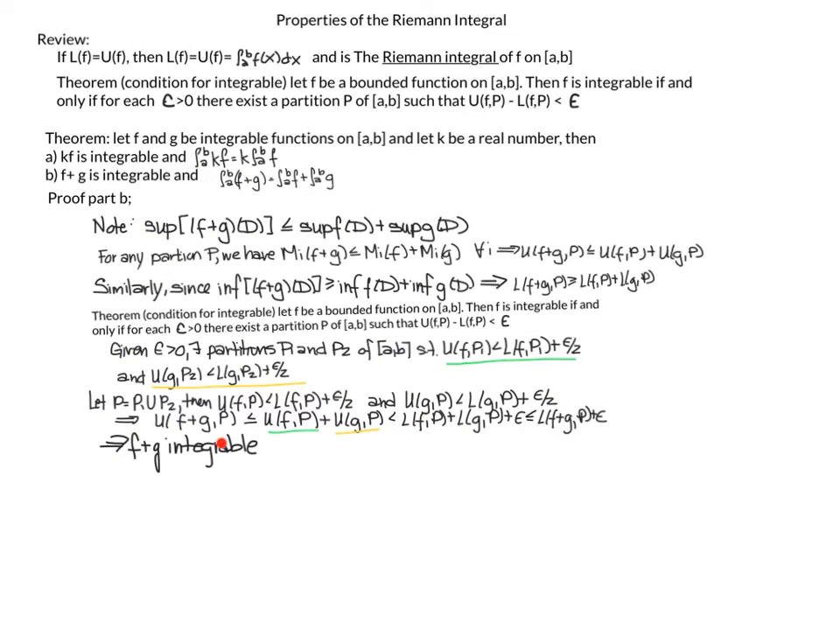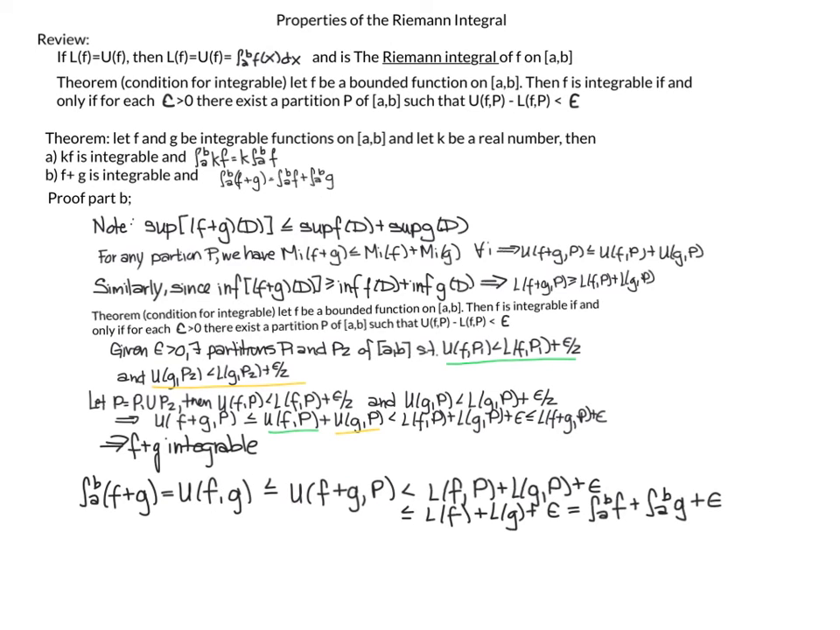Now that we know it's integrable, we want to know what it integrates to. In other words, we need to prove this formula up here, that the integral of f plus g is the integral of f plus the integral of g. Since f plus g is integrable, the Riemann integral of f plus g is equal to the upper integral of f plus g. And since the upper integral is the infimum of all the upper sums of f plus g with respect to all the partitions, we have this inequality here.